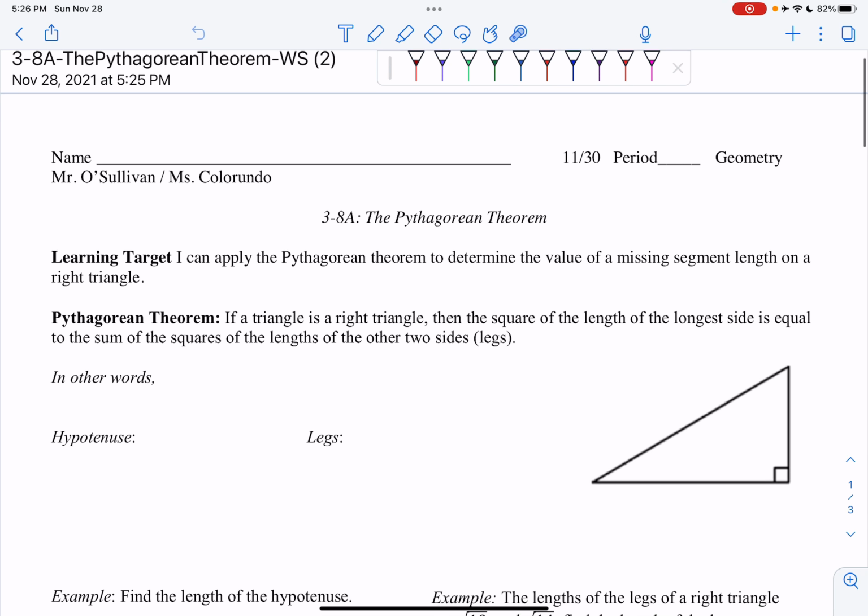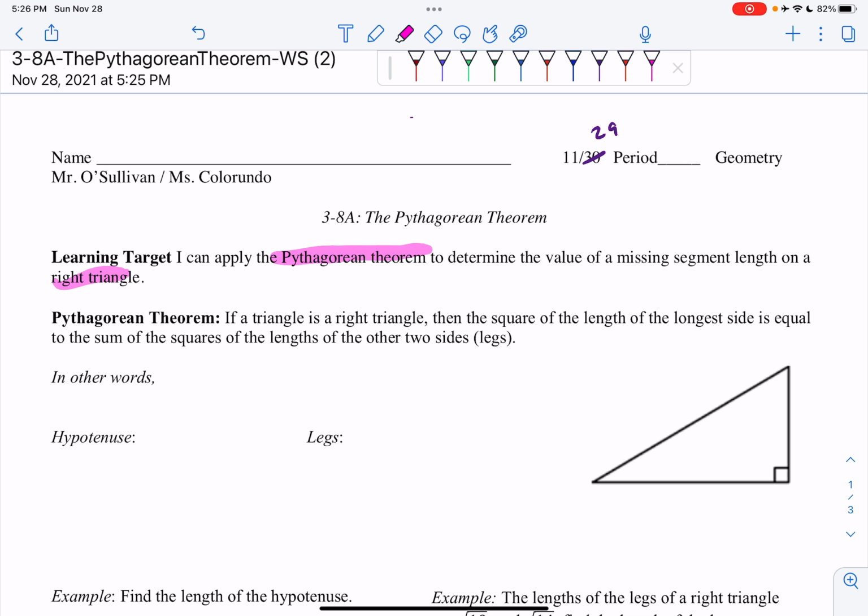Today we're going to be looking at lesson 3-8a, the Pythagorean Theorem. Quick typo, one second. Very good. This is November 29th's lesson. Today's learning target is, I can apply the Pythagorean Theorem to determine the value of a missing segment length on a right triangle. It's very important to know that the Pythagorean Theorem can only be used on right triangles.